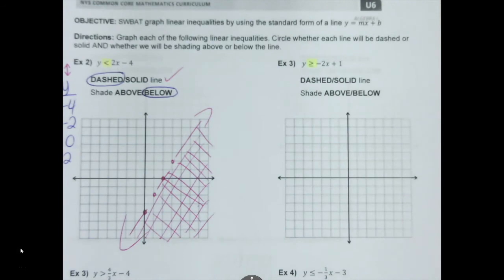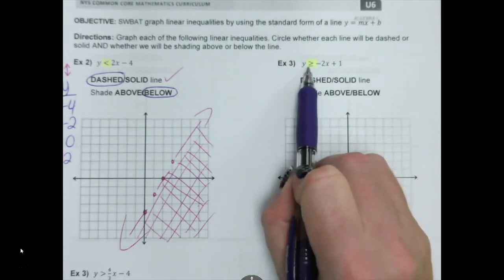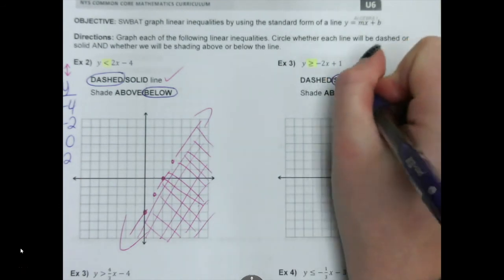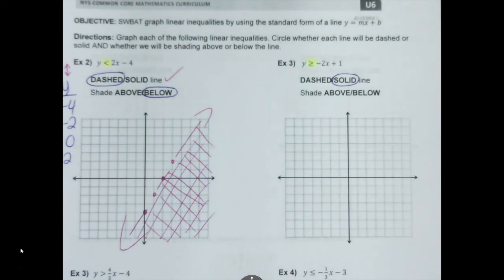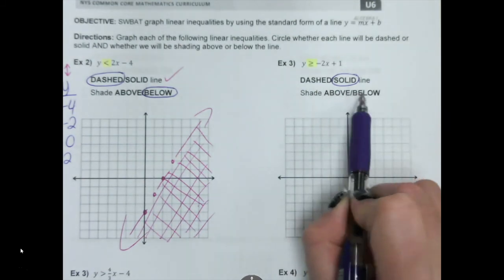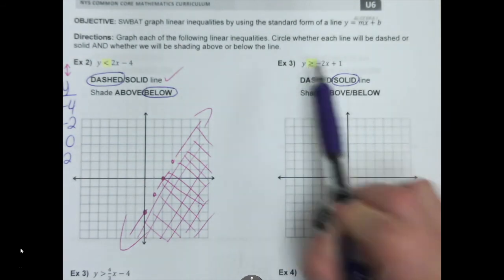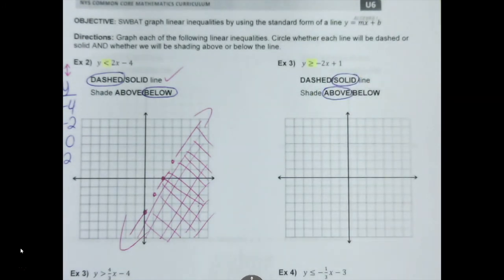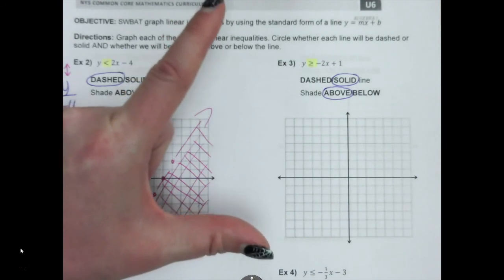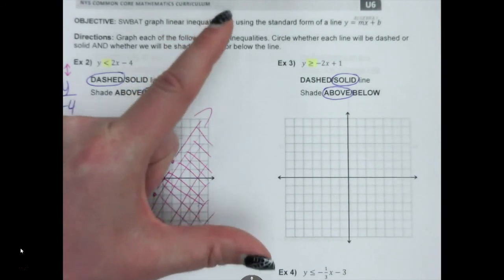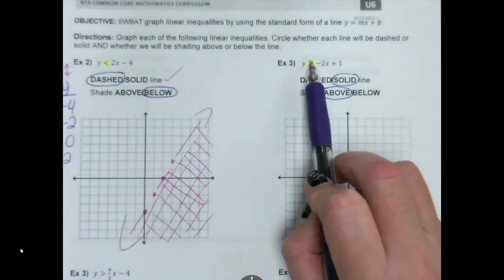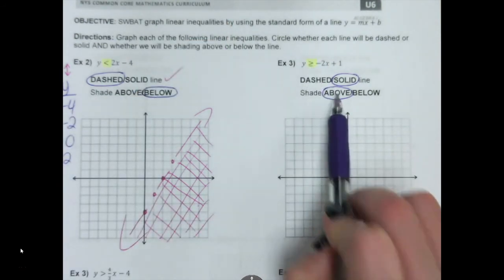Okay, a little hint here. I see this is a solid line, so I know that when I'm graphing, it should be a solid line. Next, I have to decide if it's above or below. Well, this is the greater than symbol. Greater is above. All right, and then again, we know the less than symbol. Here's my left hand. This would be the less than symbol for my left hand. This is opposite, so that must be the greater than symbol. All right, and that tells me to shade above.